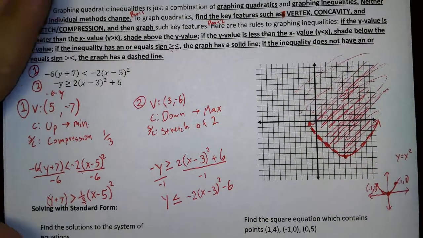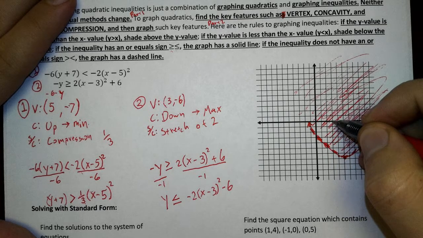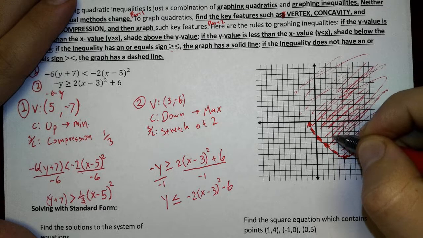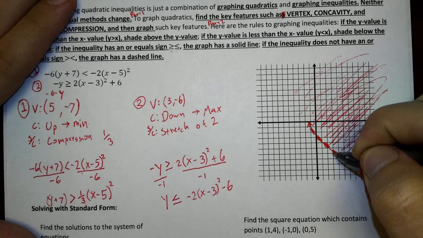So let's start off with the vertex. We're going to go over 3. 1, 2, 3. Then we're going to go down 6. 1, 2, 3, 4, 5, and 6.